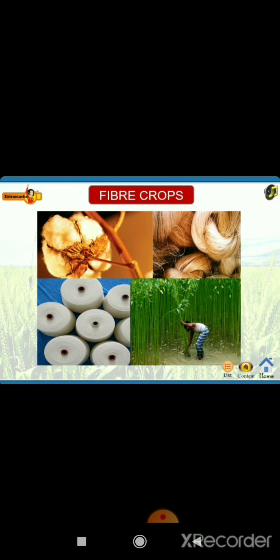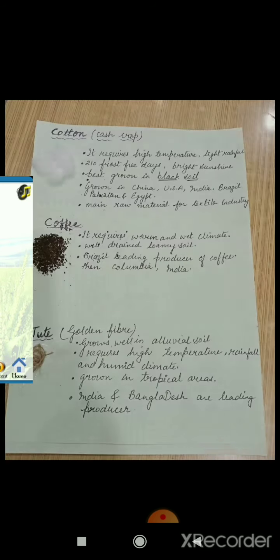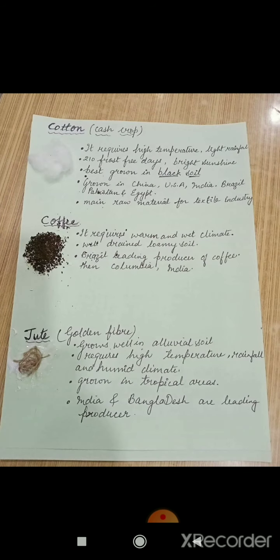Now come to the fiber crop. Fiber means the raw material which is used in the textile industry, जिससे हम धागे बना सकते हैं, and then it could be easily weaved into a cloth. First of all, we will talk about cotton.